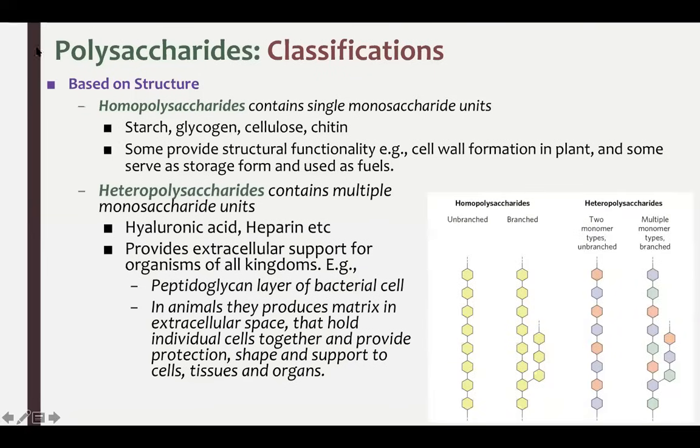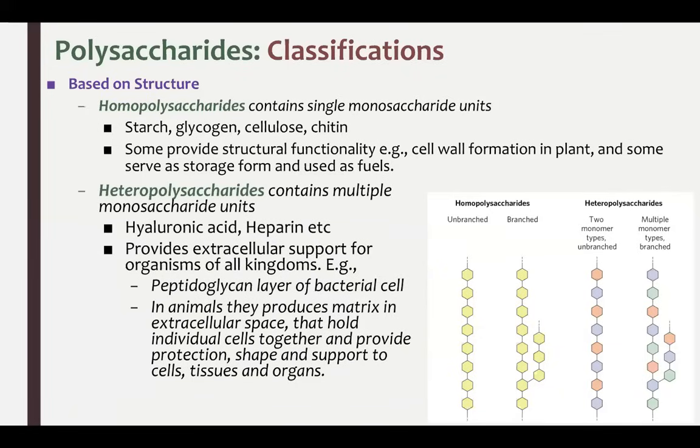So heteropolysaccharides means these polysaccharides contain different types of monosaccharide units. In homopolysaccharide, we can find the same monosaccharide unit, but in the heteropolysaccharide, the units are different, like hyaluronic acid, heparins, or chondroitin sulfate, keratan sulfate, etc. They actually provide extracellular support for organisms of all kingdoms.